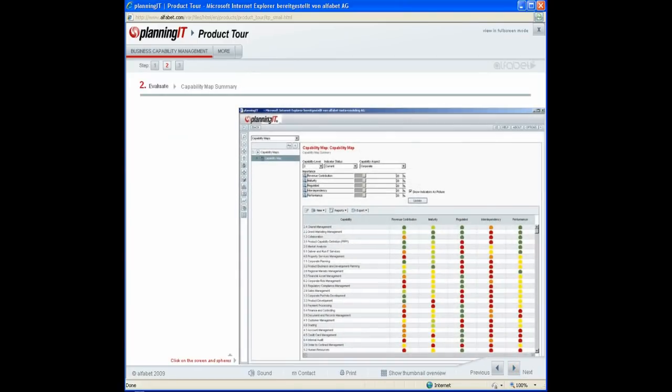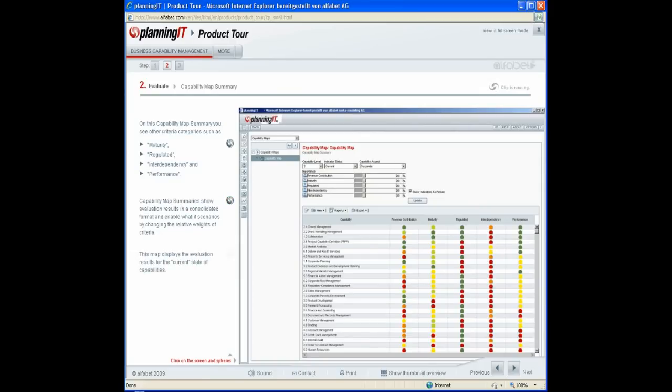Capability Map Summary. On this Capability Map Summary, you see other criteria categories such as maturity, regulated, interdependency, and performance. Capability map summaries show evaluation results in a consolidated format and enable what-if scenarios by changing the relative weights of criteria. This map displays the evaluation results for the current state of capabilities.